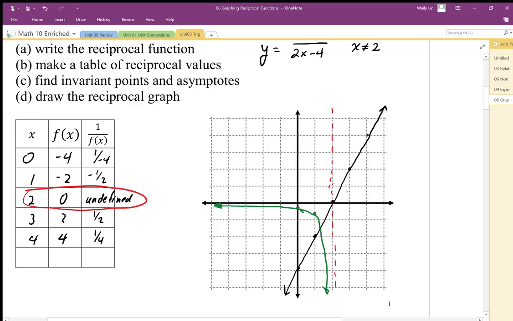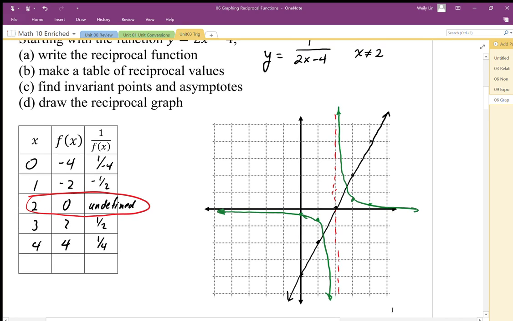We end up with 1/2, 1/4. This is tending towards 0. And note that it's tending towards 0 from the positive side. This is tending towards 0 from the negative side. And then this is going to go up towards positive infinity, because as the y values of the original graph get close to 0, the y values of the reciprocal graph are going to shoot off to infinity.